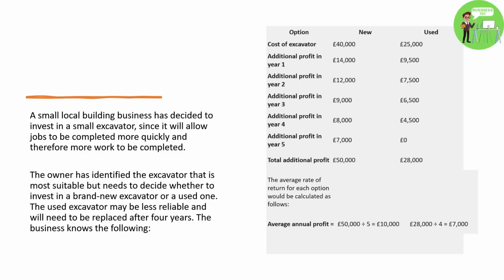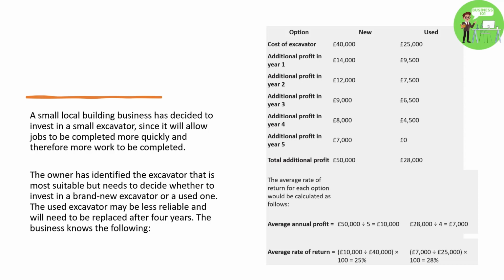To get our average annual profit, we take the total additional profit over the 5 years and then divide that by the 5 years. So we're doing the £50,000 divided by 5, giving us £10,000 for the new, and £28,000 divided by 4, because as we can see in the table, year 5 has 0 additional profit, so we only divide that by 4, and that gives us £7,000.